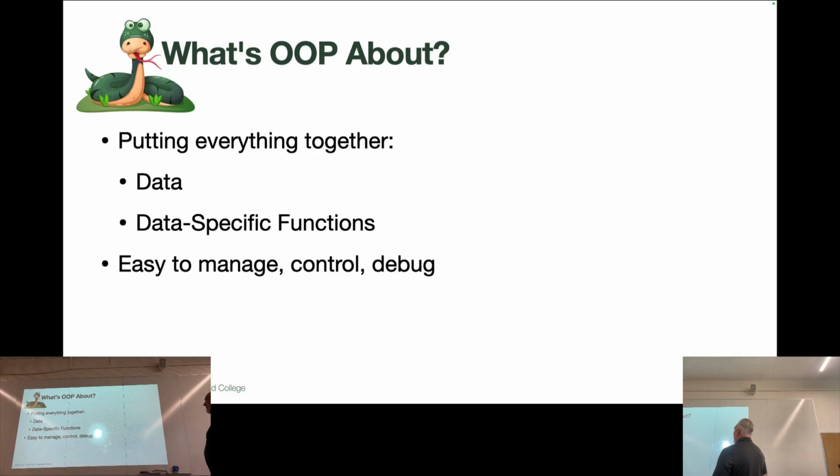So what's object-oriented programming about? Fundamentally, the most important thing to remember is that objects are new because they group data and functionality together in one package. That's what makes them so special. So it's the data, but it's also the things that you do with the data all put together. And the reason that's special or useful is because it makes things easier to manage, it gives you more control, and it makes things easier to debug.